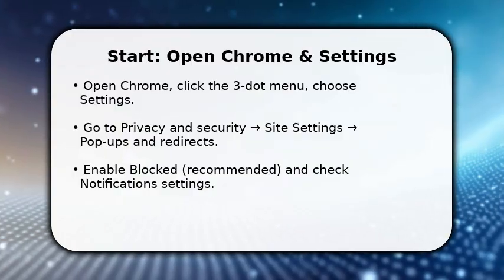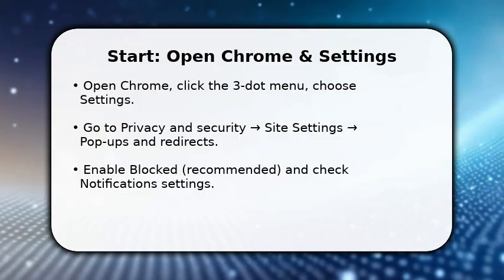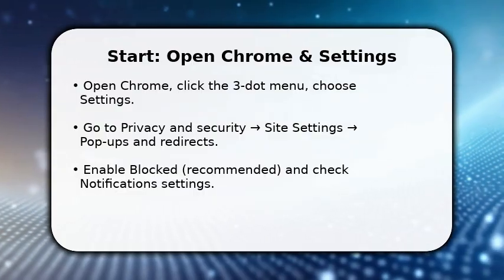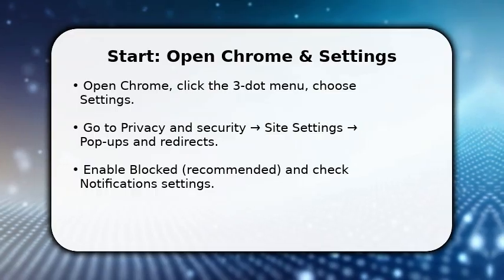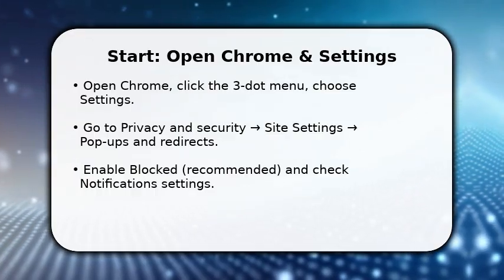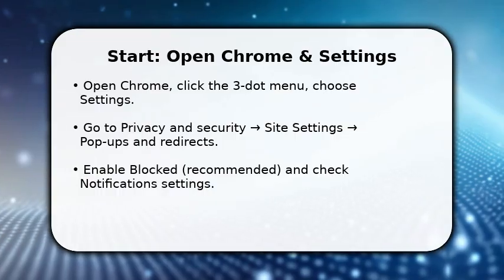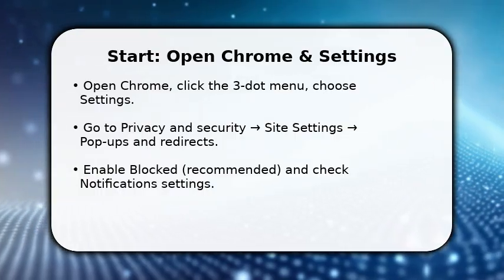You start by opening Chrome and moving directly into Settings to stop intrusive ads. Click the three-dot menu, select Settings, then Privacy and Security. Once there, open Site Settings and choose Pop-ups and Redirects. Make sure it reads Blocked.